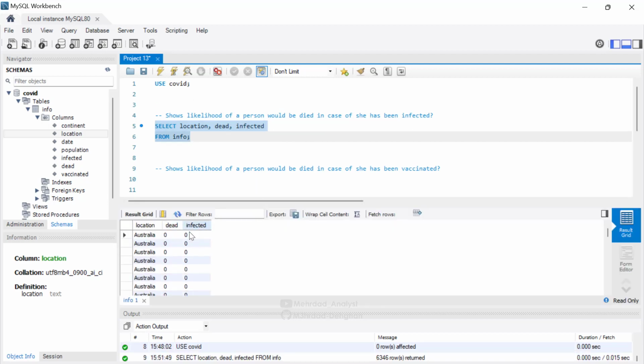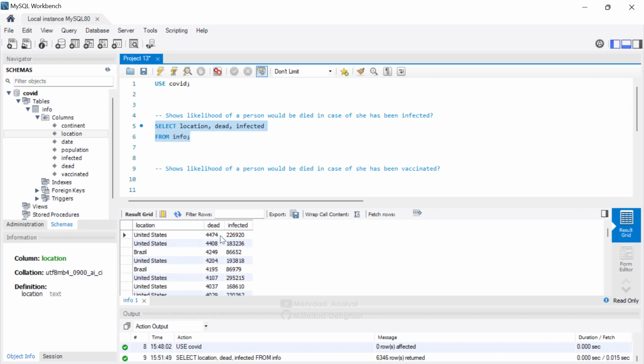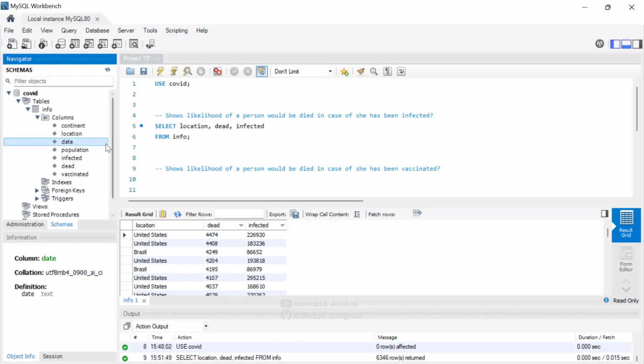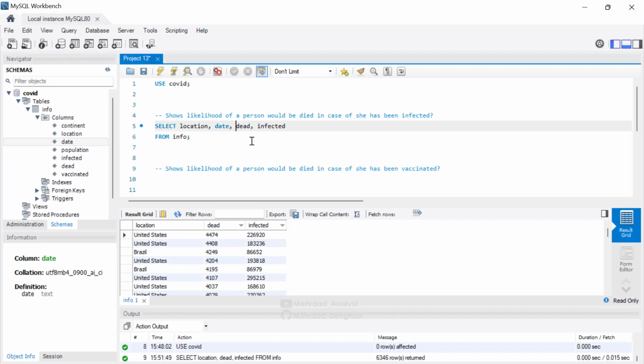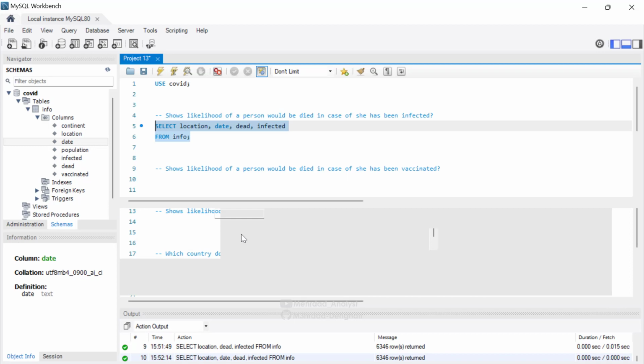Yes, it is the data, and it is the dead and it is the infected. So for having better insight, it is better to call date as well. Yeah, now let's run the code.